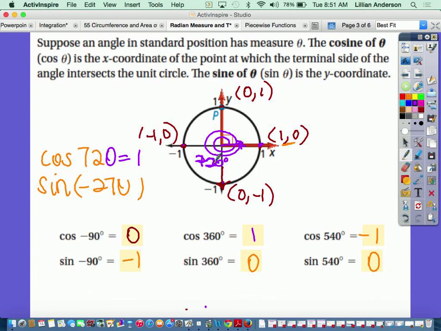What about the sine of negative 270? Which one is it? It's positive 1, because which way am I going? Clockwise, and I'm going to the positive y-axis. So yes, I'm looking for which value, the x or the y? The y. Questions?